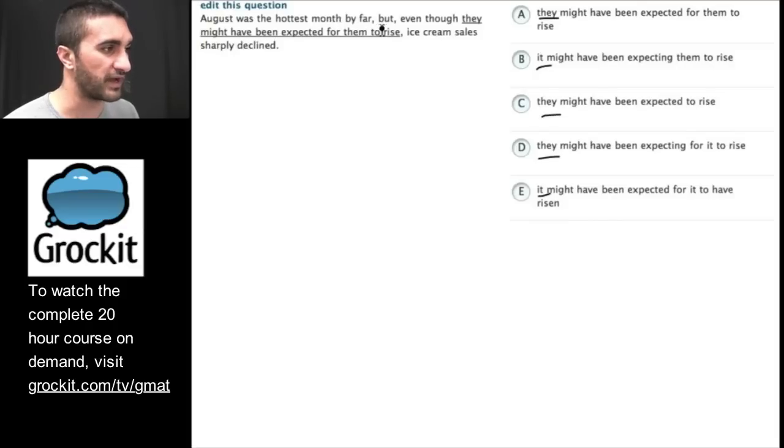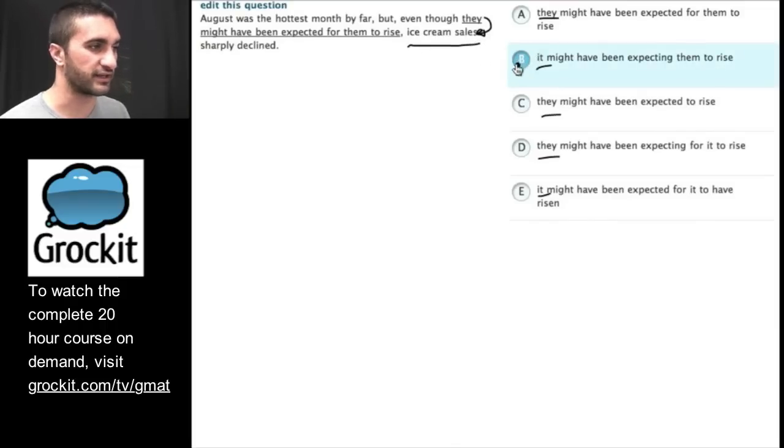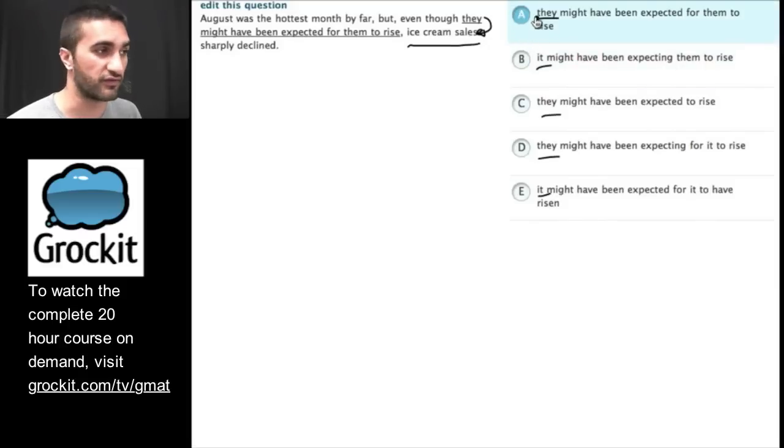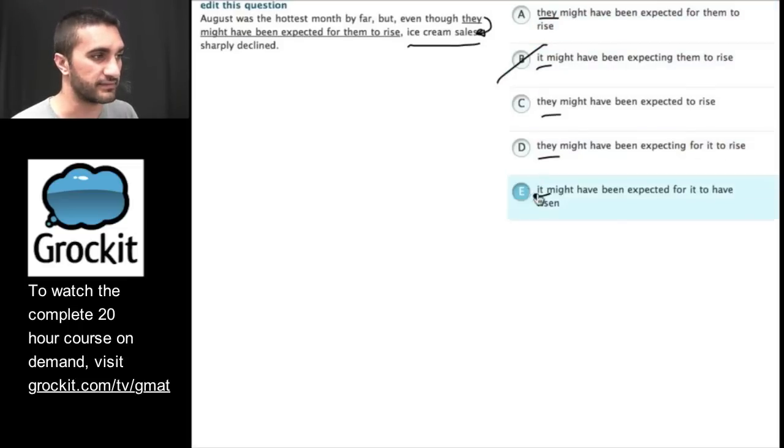August was the hottest month by far, but even though they might have been expected for them to rise, ice cream sales sharply declined. So they is referring to the ice cream sales, which seems like an appropriate use of a pronoun. They're matching in person, gender, and number, so let's get rid of it. We got rid of two answer choices, great.